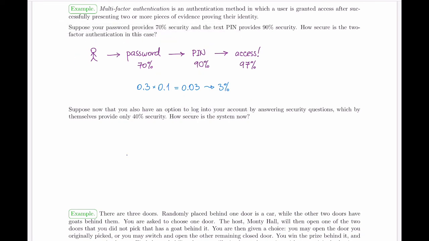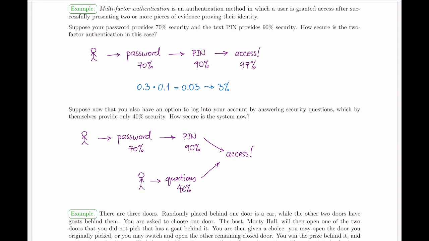So let's copy this system over because we still have this portion of the system. Or instead of going through this way and getting access, this is our one way to do it. The other way to do it is instead, the way to get here is to answer some questions. And again, questions are 40% secure. So here's you as a person answering questions. Okay, what is the security of this system now?